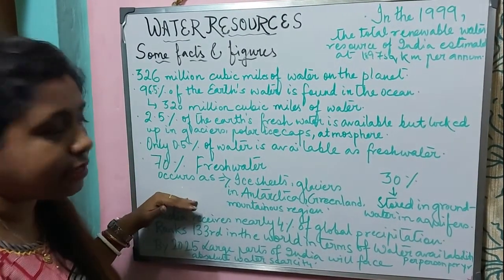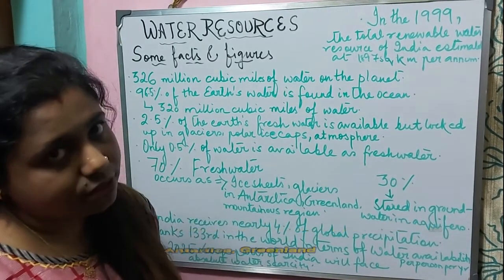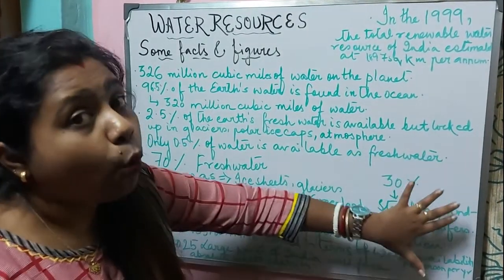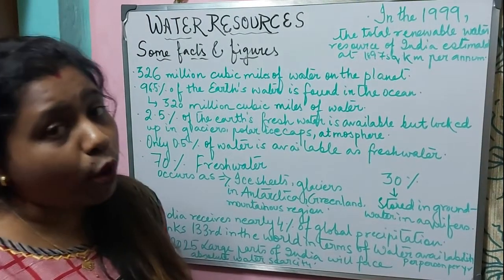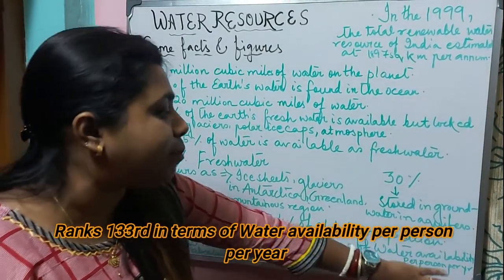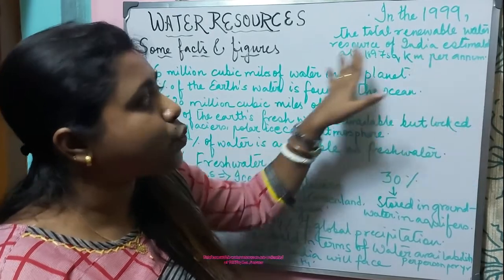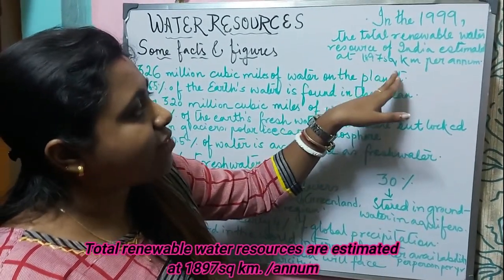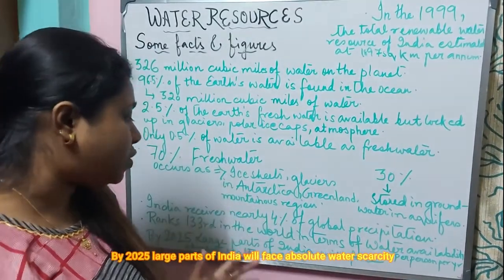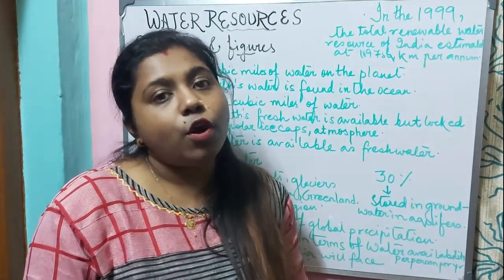70% of the fresh water occurs as ice sheets, glaciers, which are in Antarctica, Greenland and mountainous regions. And 30% is stored in groundwater as aquifers, and we utilize this 30% of water for our use. India receives nearly 4% of global precipitation, ranks 133rd in the world in terms of water availability per person per year. According to the report of 1999, the total renewable water resources of India estimated at 1897 square kilometer per annum. By 2025, it is estimated that large part of India will face absolute water scarcity. So these are the facts and figures of water resources.